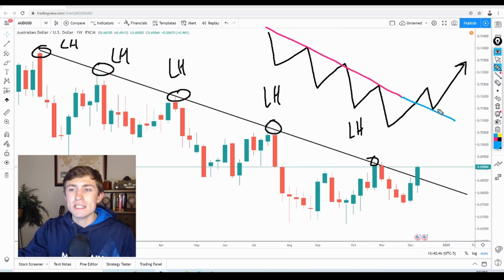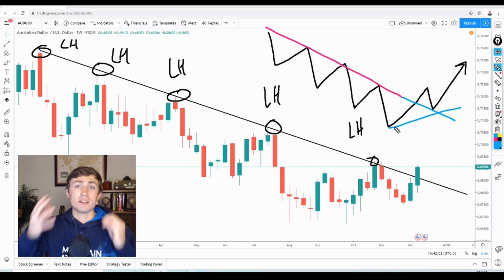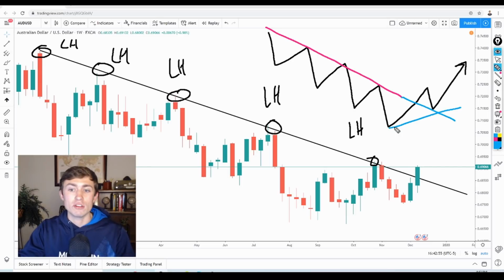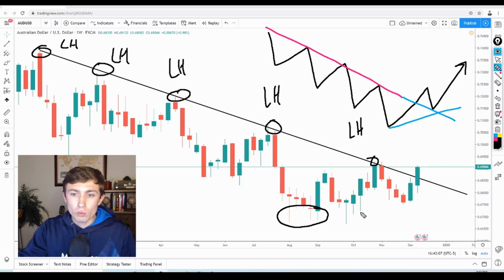Now, the interesting idea here is that if price decides to break the downtrend and retest bullish, we could see the start of a bigger trend to the upside. Let me tell you a little bit about a second component to my theory here. Take a look at this recent structure low that we have seen on Aussie dollar. If you take a look here, we have a low, another low, and a higher low here.